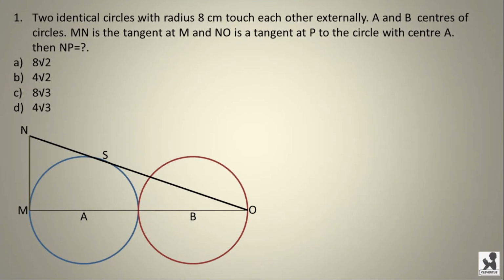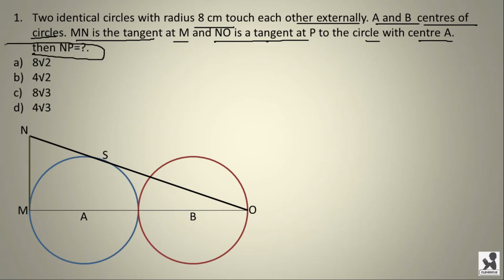Two identical circles with radius 8 centimeters touch each other externally. A and B are centers of the circles. MN is the tangent at M and NO is a tangent at P to the circle with center A. Then NP is asked. Sorry, this is P. This point is P. Now we have to calculate NP.